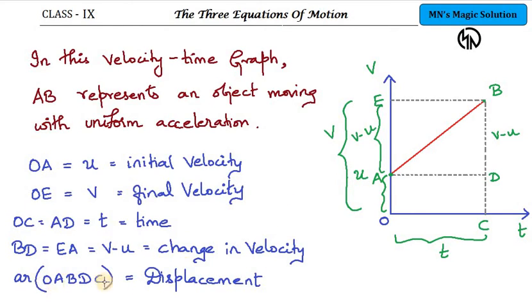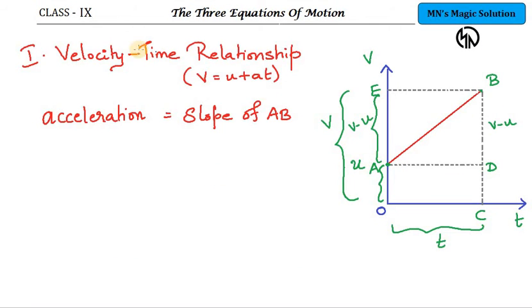ரெண்டாவது area. Area under the graph AB will always represent what? In the entire area. அதாவது இந்த particular polygon ஓட area. It will represent what? Displacement of the object in this motion. So first நம்ம relationship எது பார்க்கிறோம்? Velocity time relationship ஓட derivation. What is meant by acceleration?